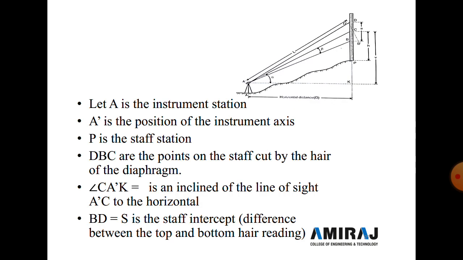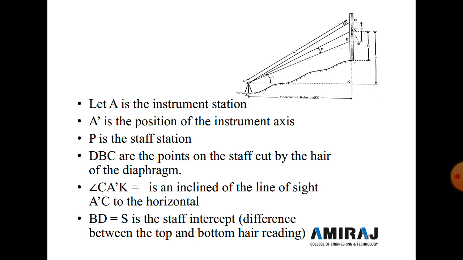Now let the instrument be set at point A. After A dash is the position of the instrument axis. This dotted line shows the instrument axis. Then P is the staff station. See this point, P is the staff station. Now D, B and C, these three are the points where the staff cuts the heads of the diaphragm.